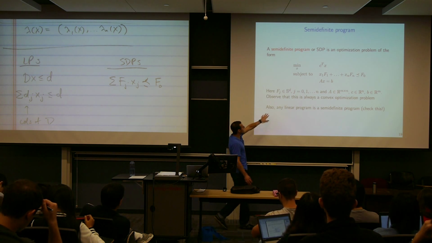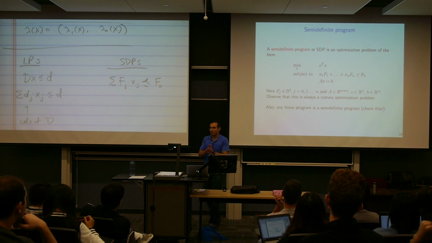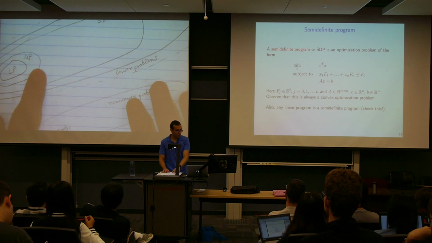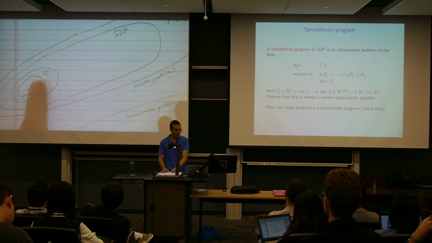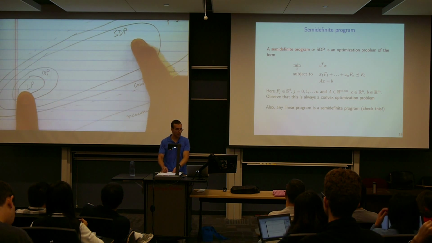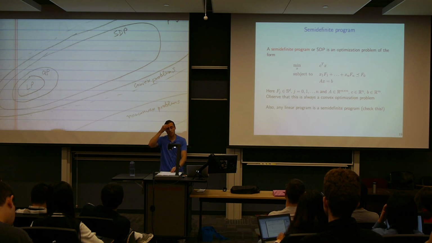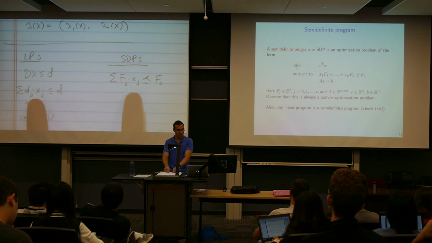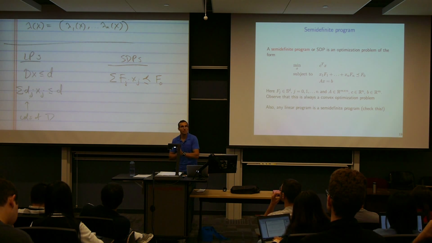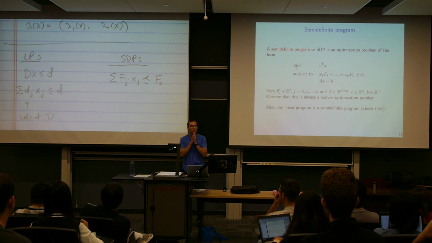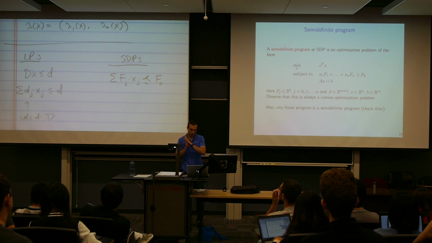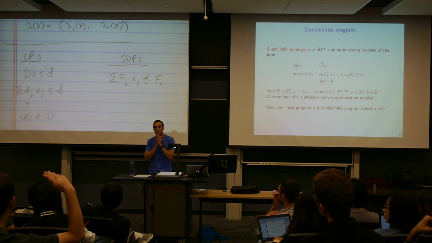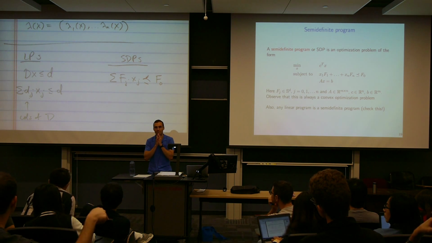I claim any linear program is a semi-definite program. So I claim now that SDPs, I'm giving you this part of the hierarchy. This we're familiar with, because you just take the Q matrix to be 0. I'm claiming that SDPs contain LPs. So how do we see that? In fact, it really just comes from this. Just replace D with the diagonal matrix with the entries of D on the diagonal.